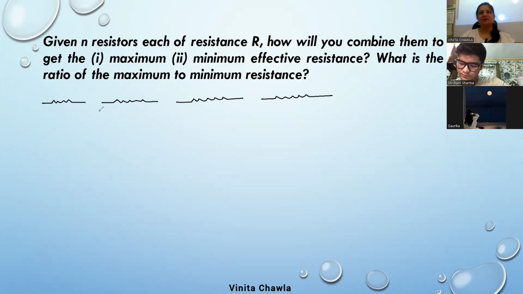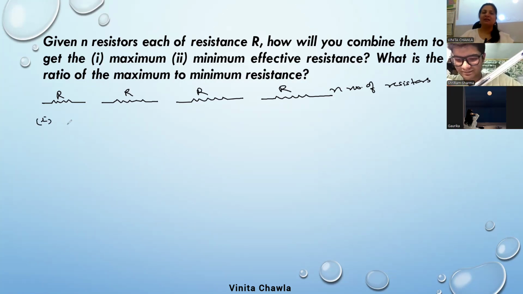So we have N resistors, each of resistance R. The value of each resistor is R. So we have N number of resistors, and we have to combine them to get the maximum effective resistance, number one, and the minimum effective resistance.